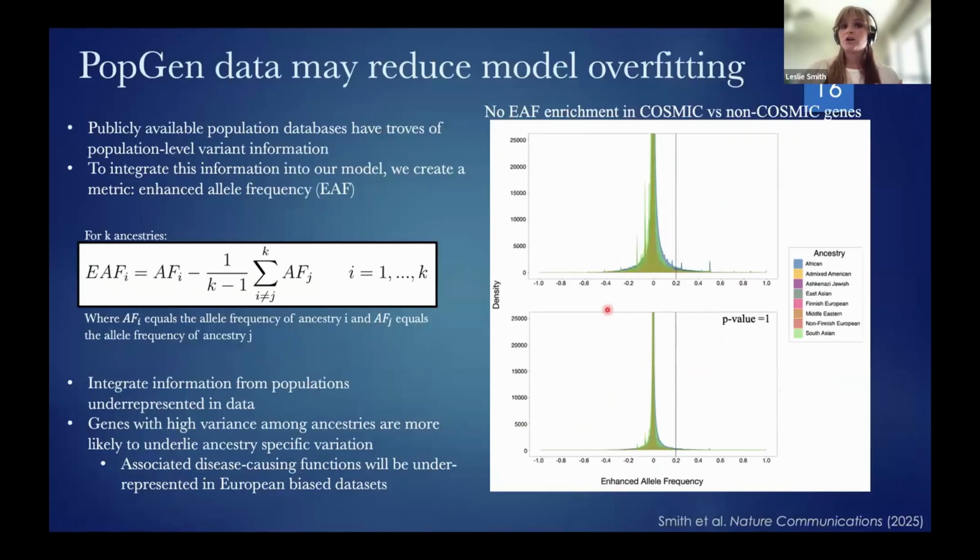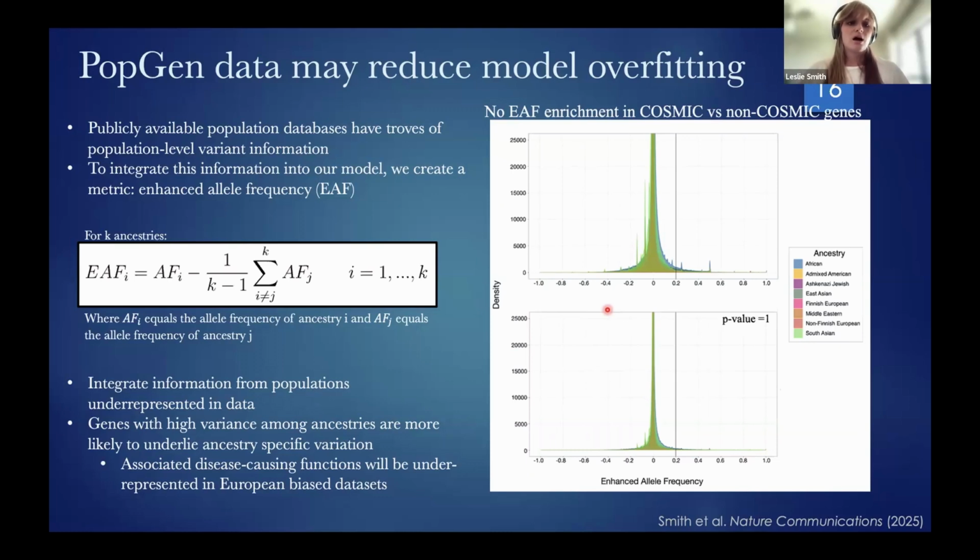But then we have to actually try to identify genes that are relevant to an ancestry. So to do that, we have created this metric called enhanced allele frequency. And this is calculated from a publicly available database. So here we use gnomAD, which gives us 8 populations. And we calculate enhanced allele frequency for every population, for every variant.